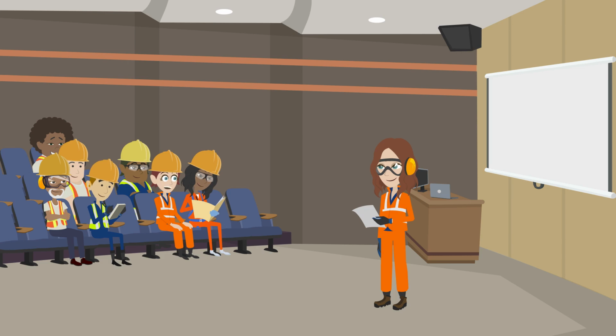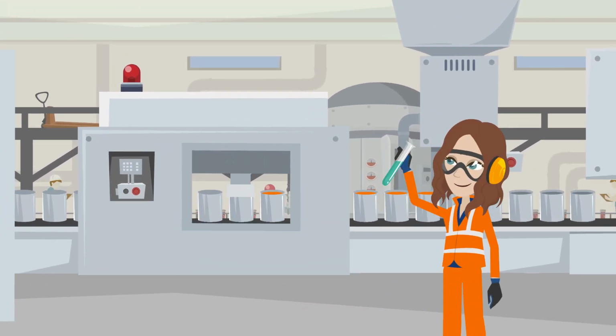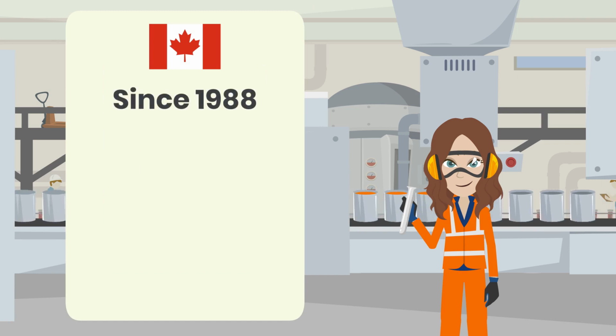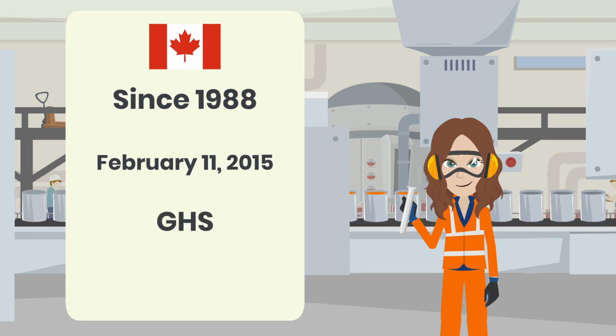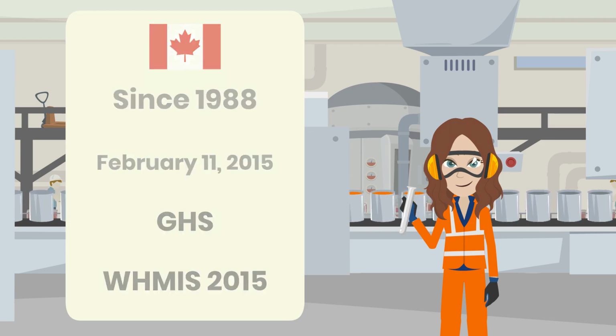A system exists in order to protect workers who handle hazardous materials. It's called the Workplace Hazardous Materials Information System. In other words, WHMIS. WHMIS is a system of communication about chemical products governed by federal, provincial, and territorial laws in force in Canada since 1988. Since February 11, 2015, WHMIS has incorporated the Globally Harmonized System of classification and labeling of chemicals, GHS, and is now called WHMIS 2015.